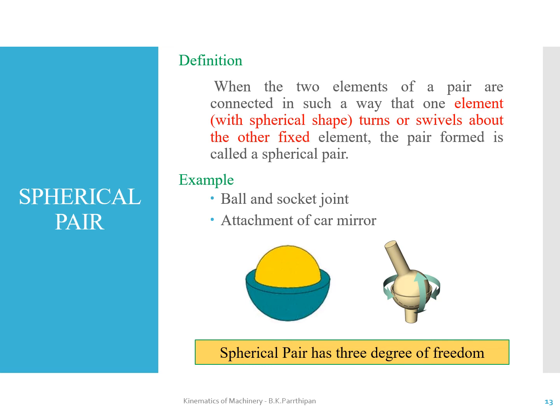The last classification of kinematic pair according to the type of relative motion is the spherical pair. Here, one element turns or swirls about another fixed element, so the pair formed is known as a spherical pair. The example is a ball and socket joint or the attachment of a car mirror. It can swirl in any direction, so it has 3 degrees of freedom.